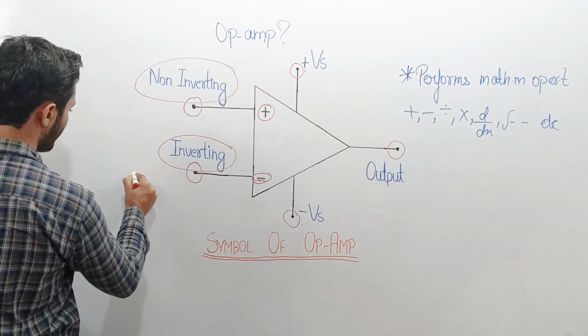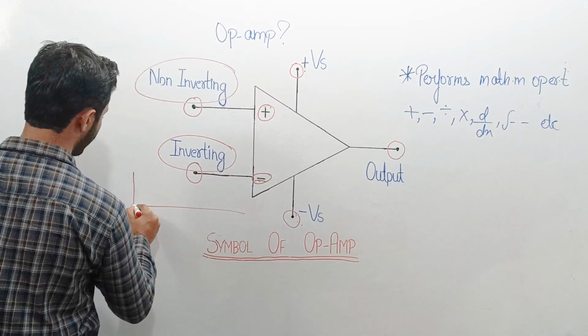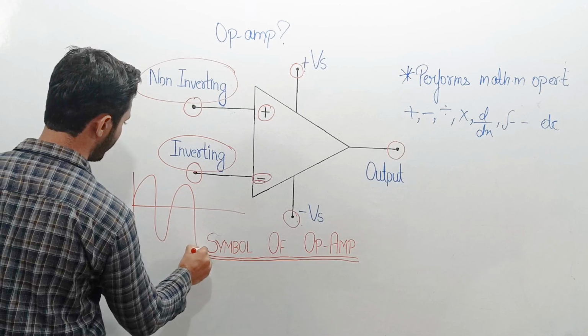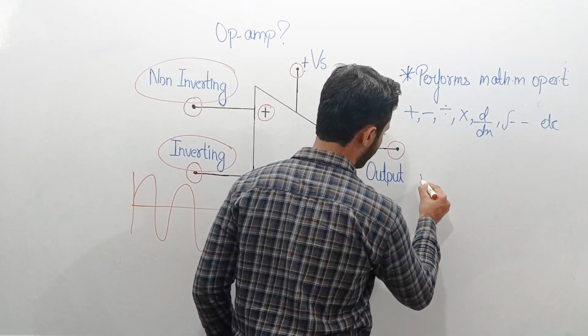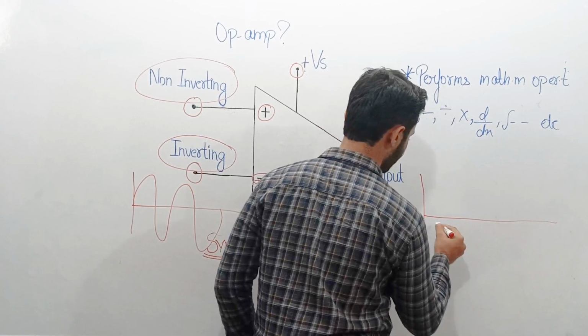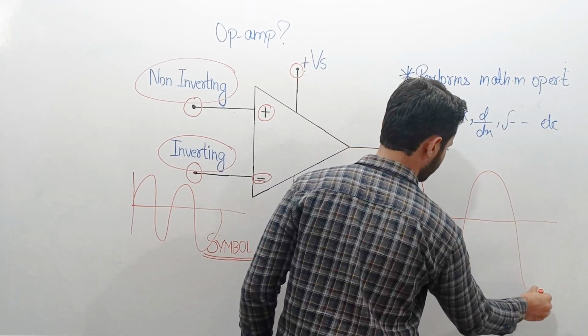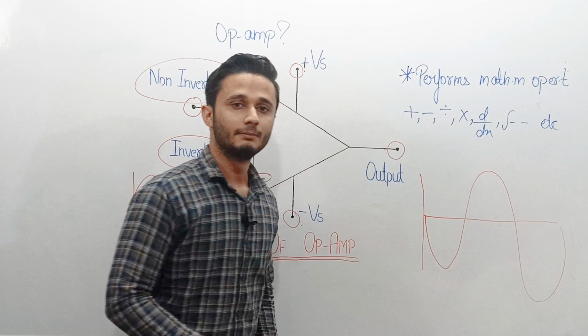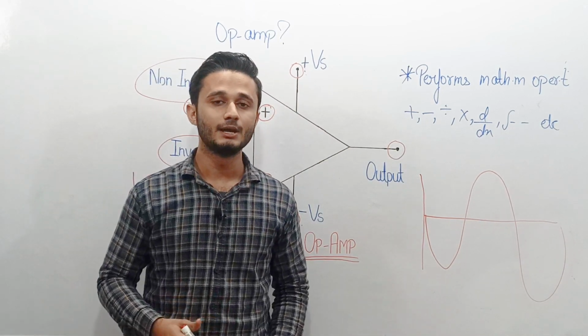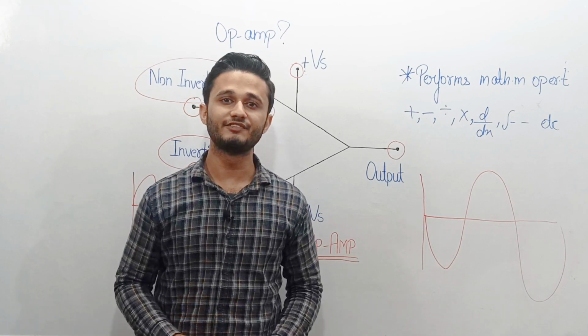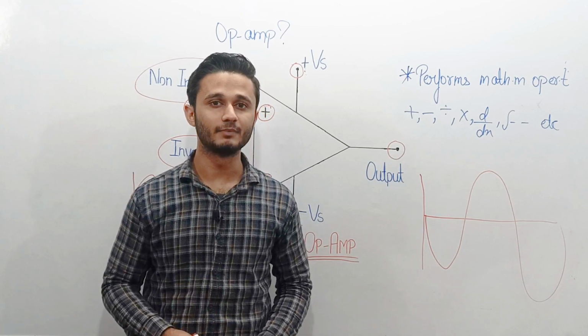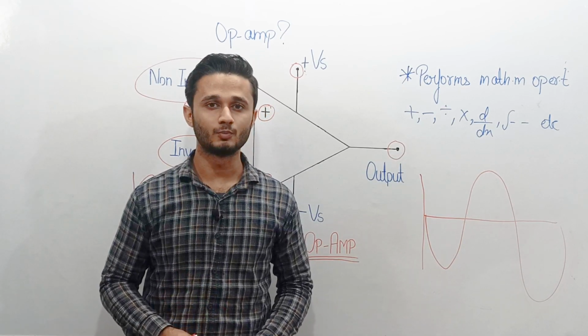Suppose the input applied at the negative terminal of the op-amp looks like this. Then at the output of the op-amp, we will get a signal something like this, amplified, but its phase has been shifted by 180 degree with respect to the input. That's why this negative terminal is also called inverting terminal, because it inverts the output.